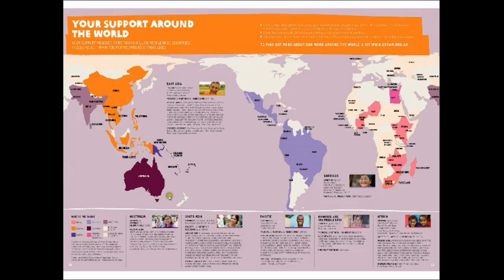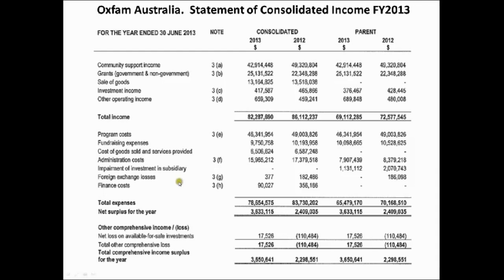This is a further diagram illustrating the areas where Oxfam works in Africa and Latin America, and particularly in Asia. This is a statement of consolidated income for Oxfam Australia for the financial year 2013. I'd ask you to focus on the consolidated revenue for 2013, and perhaps I could just ask you to look at that for a moment and see what you think about what you're seeing here.